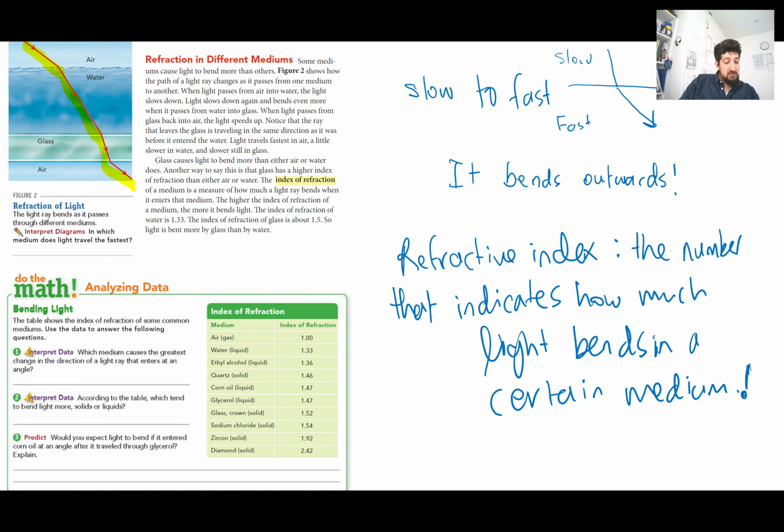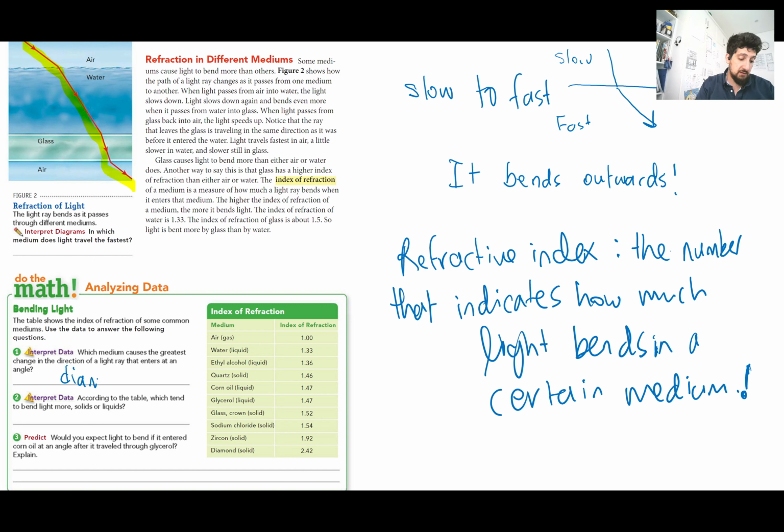We've got some questions here to do. We've got some data analysis. Love those maths questions. Which medium causes the greatest change in the direction of light rays as it enters at an angle? So we're assuming here that it's going to enter from the air, and so it's going to be the one with the highest refractive index, so it's going to be diamonds.